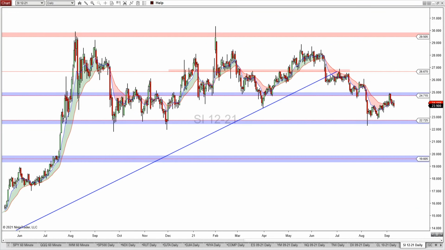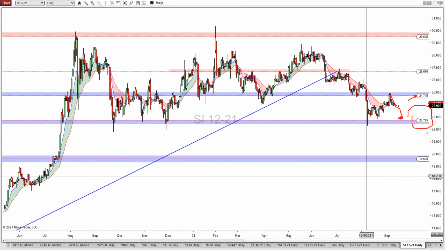Now, looking at the precious metals, starting with the silver, as you can see, silver peaked above this 24.70 area and it pulled back. And right now, I'm still looking for this thing to come back down and retest this level 22.72. But if it does push out and get above this 24.72 and be able to stay above that, then basically looking for the next level up here at 26.67.